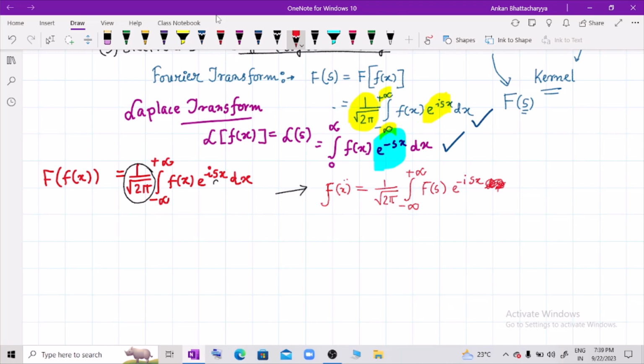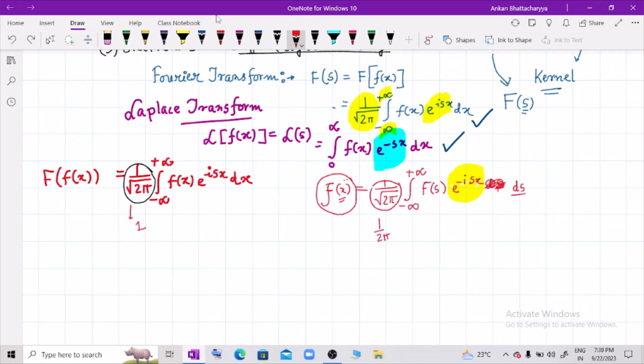Okay, so here the variable changes to ds because the function is the inverse Fourier transform, and you will get the function in the x coordinate system. In this case the kernel is transformed into e to the power minus isx. Now many books choose 1 by root 2 pi to be 1 by 2 pi and this to be 1.